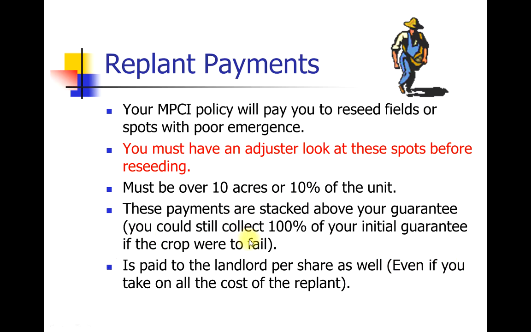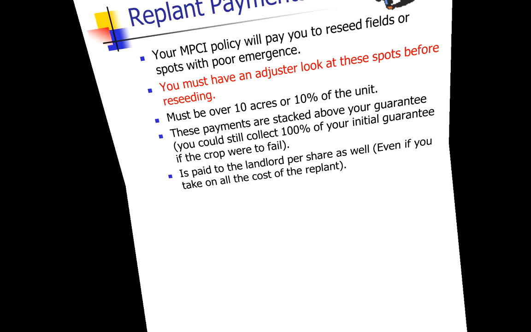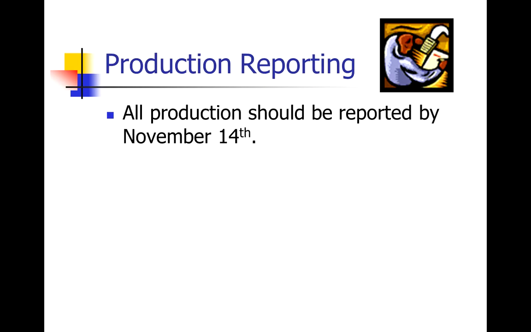So oftentimes you guys are the only ones that incur the costs on this, but when they pay the loss out, they're going to split it out per the share on the crop insurance. It used to be that we could have the landlord just sign off on the payment. Now they actually physically will issue the payment to the landlord, and if you want to get that part back, you're going to have to go to the landlord and work out a deal with them to cut you a check back on this stuff.